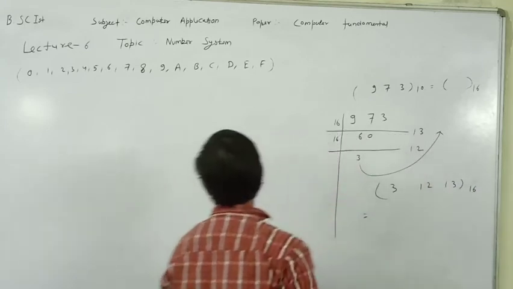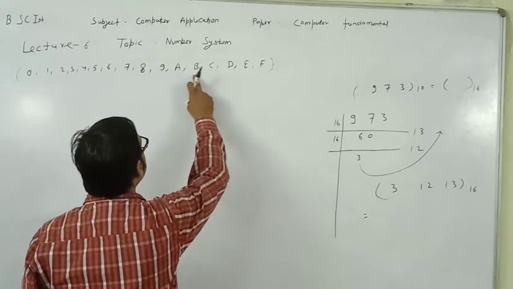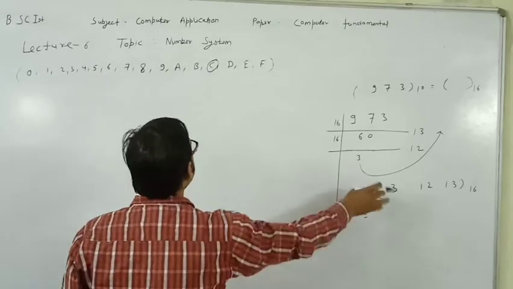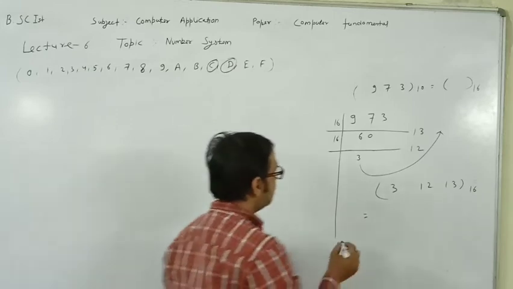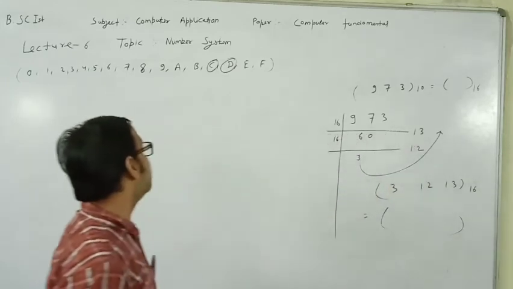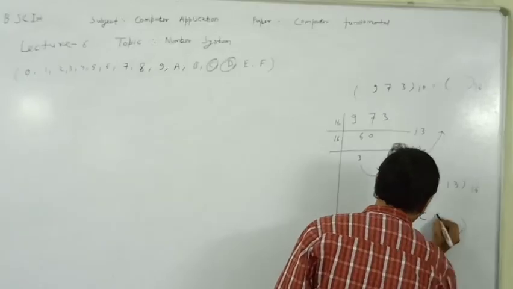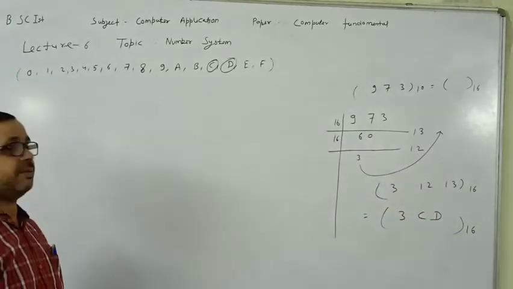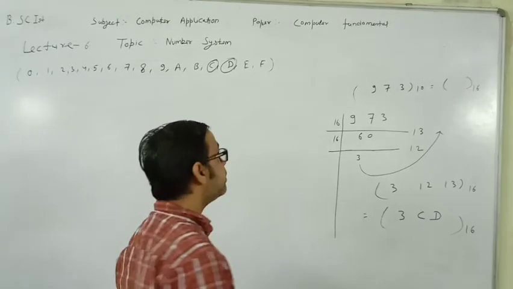We know that 12 is written as C and 13 is written as D. So in place of 12 and 13 we put these respective values. So this is 3CD base 16. I think you have understood this. Now we will take one more example.